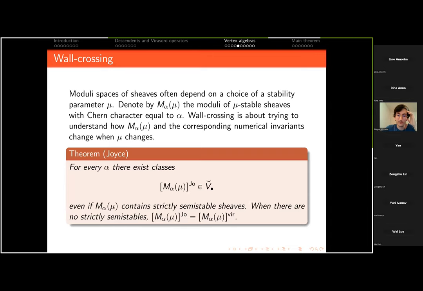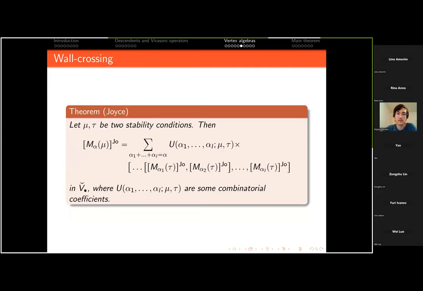Well, before I state the wall crossing formula, a key ingredient in the theory is the following. What I was saying before was always assuming that stable was equal to semistable. And a key ingredient is that you can actually define some classes in Borcherds' Lie algebra, even when the moduli space contains strictly semistable sheaves. And of course, when it does not contain strictly semistable sheaves, then this class is just the class that I was explaining before, coming from the virtual fundamental class. And once we have all these classes, we can now state the general form of the wall crossing formula.